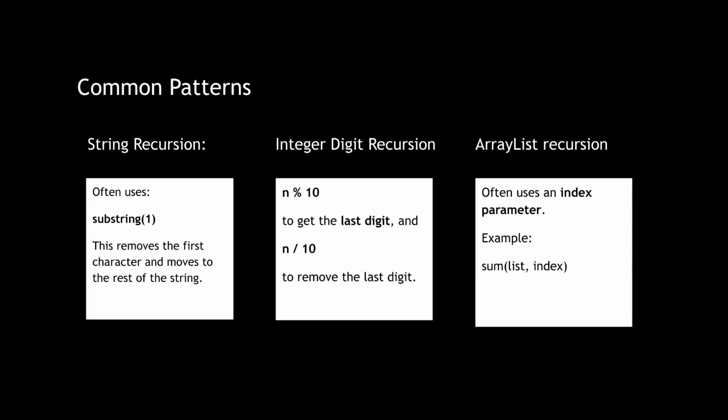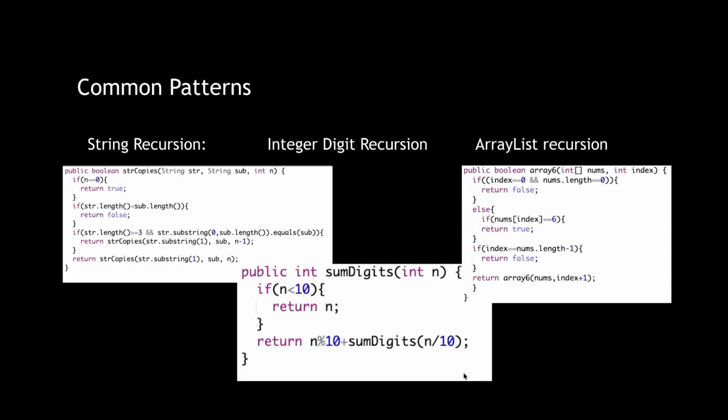And lastly, there's also array or arraylist recursion. It often uses an index as a parameter. An example would be sum list index, and each recursive call moves the index forward. So arraylist recursion is another really common type of recursion. Oh yeah, and these are a couple of code examples that I have made before. They use string recursion, integer digit recursion, and arraylist recursion.